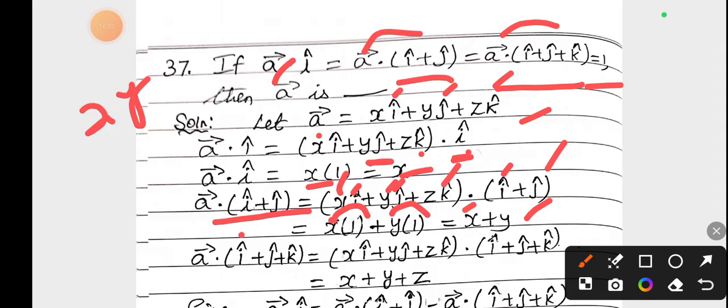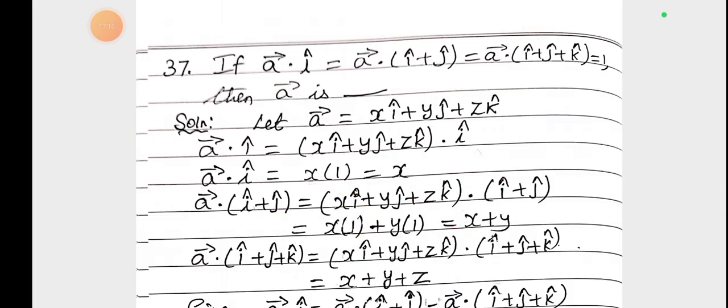Then A vector dot i plus j plus k cap. Again, A vector is xi cap plus yj cap plus zk cap, dot i plus j plus k. The i cap coefficient is x. x ones are x. The j cap coefficient is y. Here 1. y ones are y. The k cap coefficient is z. Here 1. So x plus y plus z.